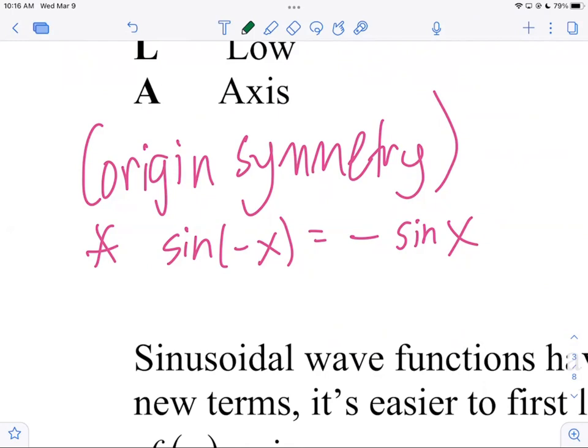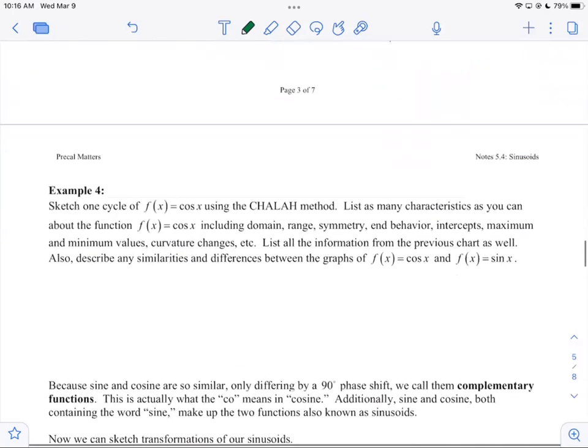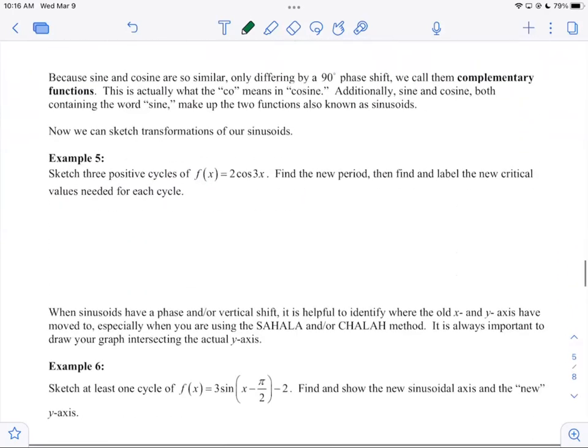Wow. Okay. Let's go ahead and sketch our first one. Let's jump down to example 5. Okay.